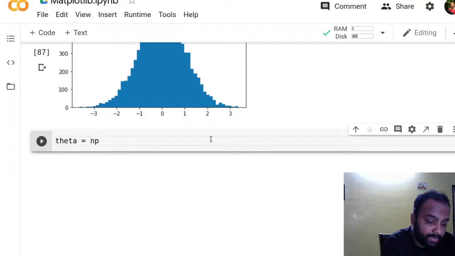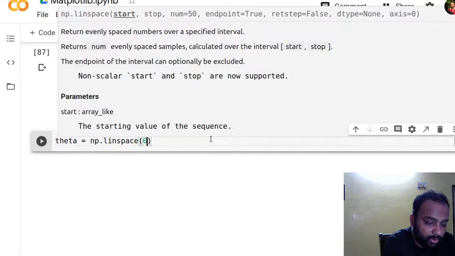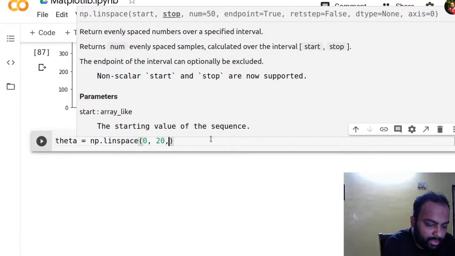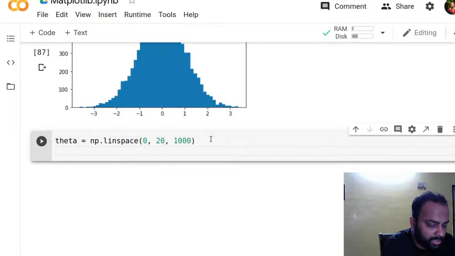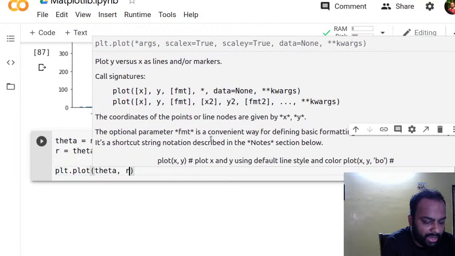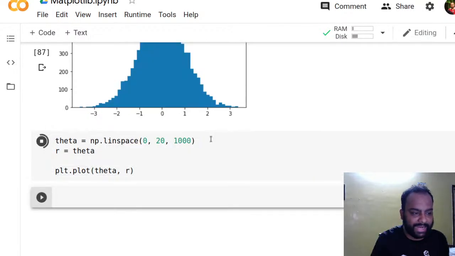and say np dot linspace, starting from 0 and going up to 20 with the points. And then you have r, again from the polar plot convention. So let's say r equal to theta, and I want to plot them. If I just say plt dot plot theta comma r, it will be just a straight line, right?